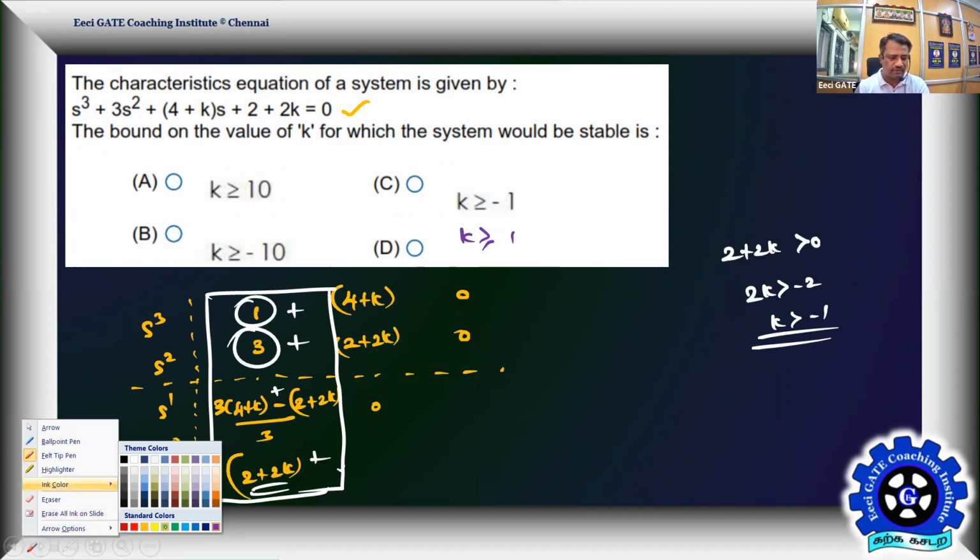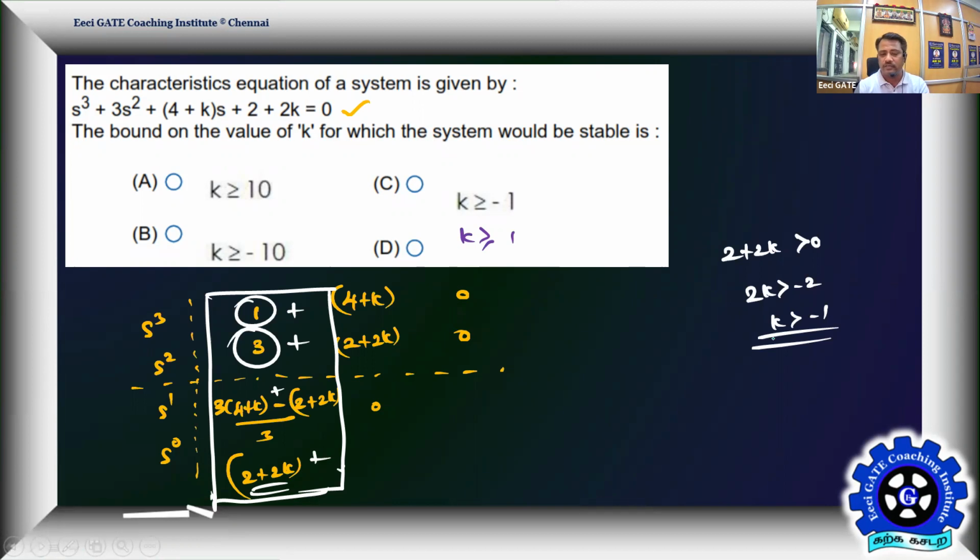Check what happens. K equal to 1, this is positive for sure. Then k equal to 1 here means it is going to be 3, and then 3 into 5, that is 15 minus 4, so it's positive. So for this value, it is positive. k is already greater than minus 1, this is stable. So let me take k equal to 0, for example.